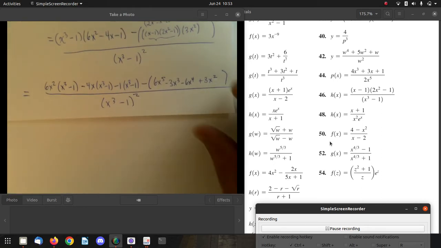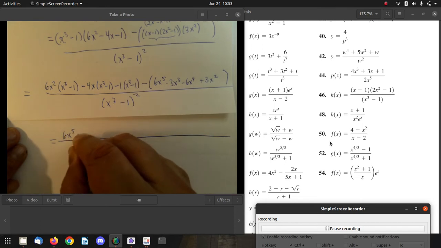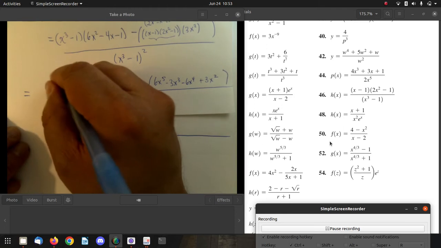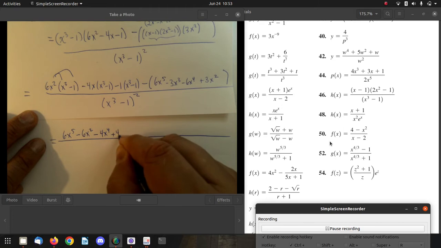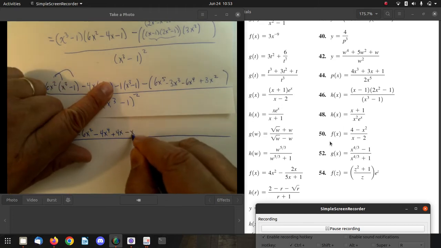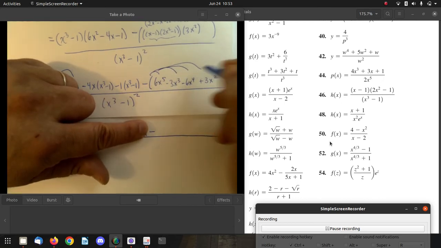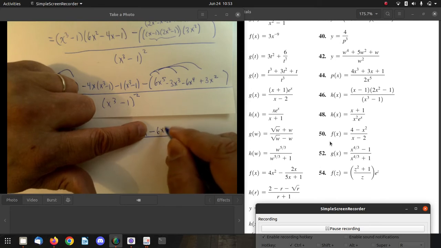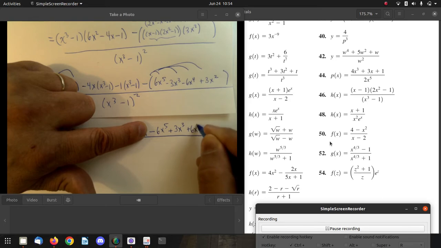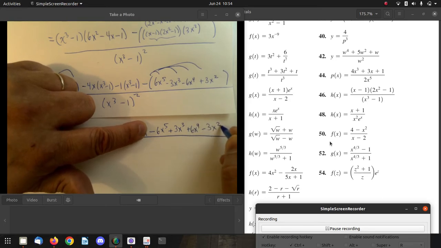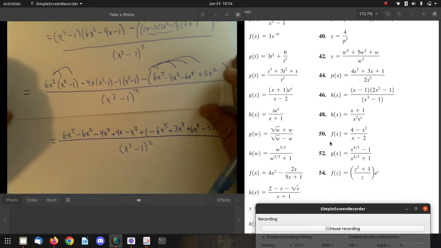All right, now let's do another line here. Now we have 6x to the 5th minus 6x squared, distributed, minus 4x to the 4th plus 4x minus x cubed plus 1. Now we distribute the negative 1, or subtract each of the terms, however you want to think of it: minus 6x to the 5th plus 3x cubed plus 6x to the 4th minus 3x squared, all over x cubed minus 1 quantity squared. And now we combine like terms.